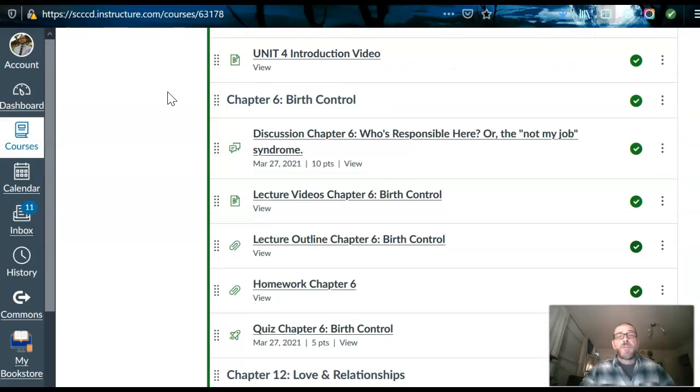Let's go ahead and take a look at the first chapter here, chapter 6, which is all about birth control. We're going to talk about a lot of things in this chapter, and one of the first things we're going to examine is the really out of control teen pregnancy rate that we have here in the United States. You're going to learn that we have one of the worst rates of teen pregnancy in the industrialized Western world right now. Definitely not a feather in our cap.